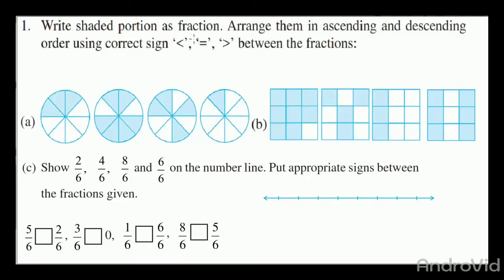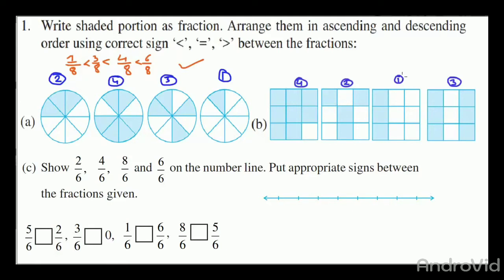Question 1. Write shaded portion as fraction. Arrange them in ascending and descending order using correct sign less than, equal, greater than between the fractions. So first mark them. Here only one shaded portion out of 8. And then we can see 3 shaded portions. Then we have 4, marking it as third. I'm arranging it in greater orders, similarly fourth part. So 1/8, 3/8, 4/8 and 6/8 is the correct order.